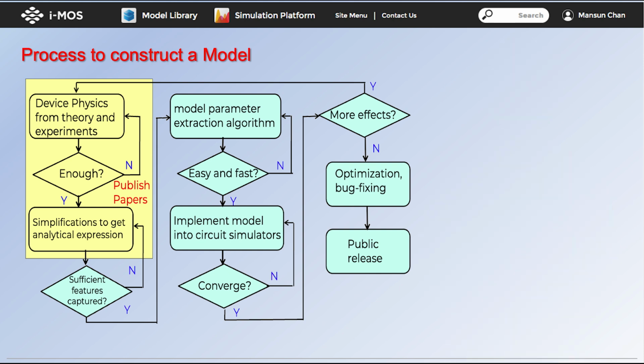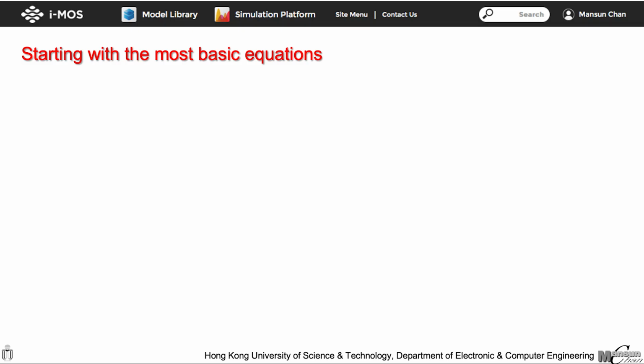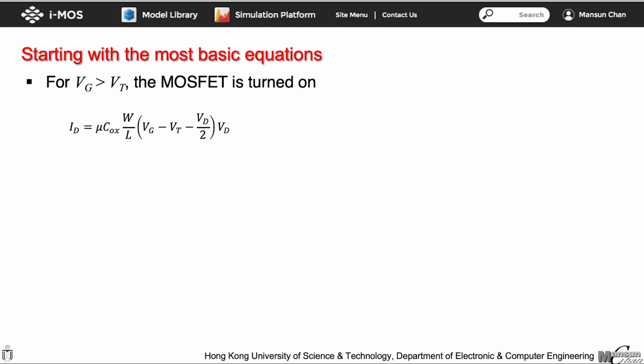To begin with, let us recall that the role of a model in circuit simulation is to produce the currents and conductances of a device when the terminal voltages are given. To construct a MOSFET model, we can use the classical equations of a MOSFET as the starting point. When the MOSFET is turned on, the current of a MOSFET in the linear region is given by the equation here. This equation only applies when the MOSFET is turned on and the gate voltage is larger than Vt. The behavior of this equation at a particular Vg is shown in this figure on the right.